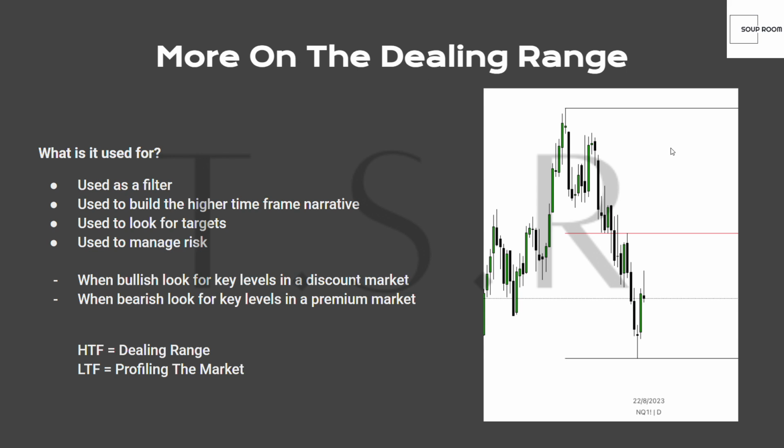Now, if I apply the Fibonacci to this specific dealing range, why is this a dealing range? We took out buy side liquidity above these highs, and we took out sell side liquidity below these lows. This forms the dealing range high and low. Using a Fibonacci, we can recognize the midpoint of this dealing range. Our filter in this scenario would be if we are bearish, we need price to retrace into a premium, hitting a key level, and then we look for our entry model.